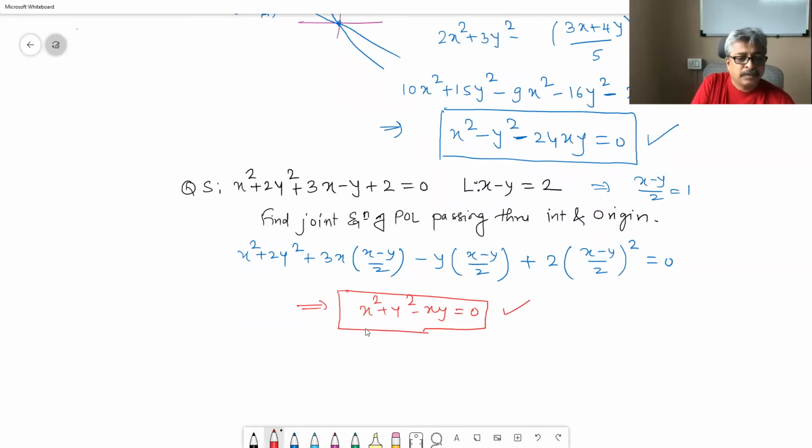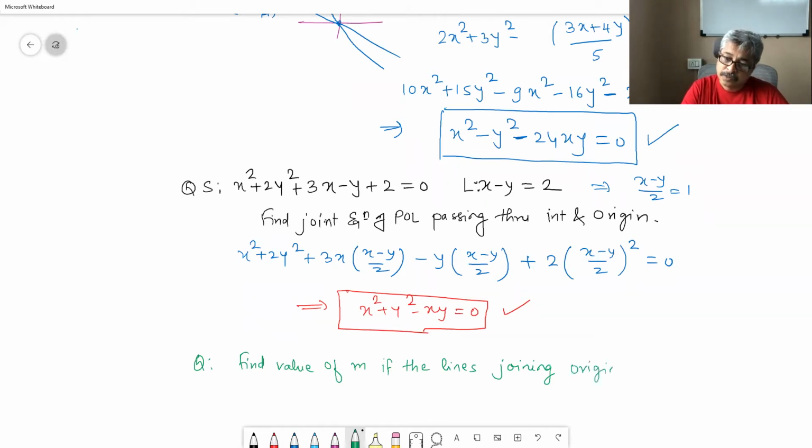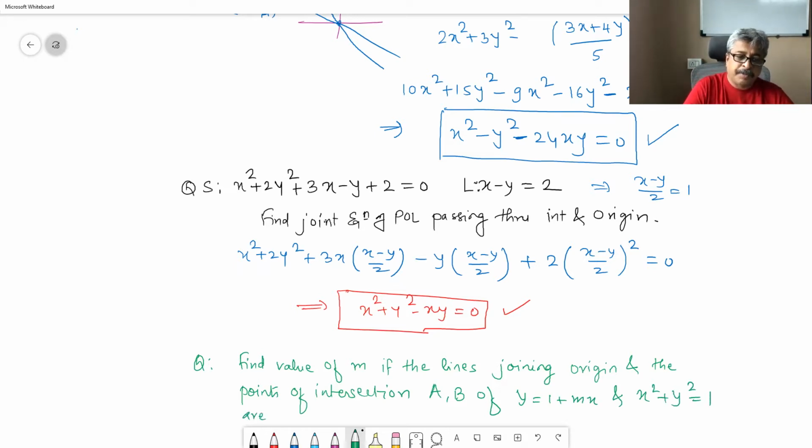Okay. Question. Find the value of m, if the lines joining the origin and the points of intersection A and B of y is equal to 1 plus mx and x square plus y square is equal to 1 are perpendicular.